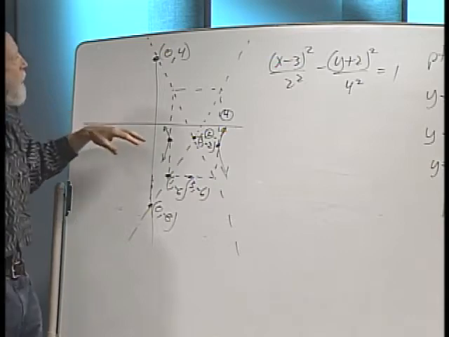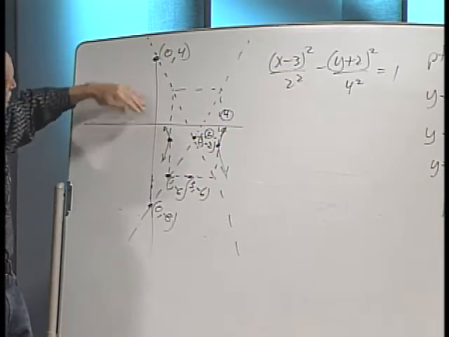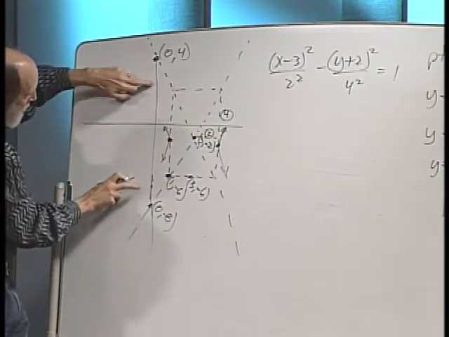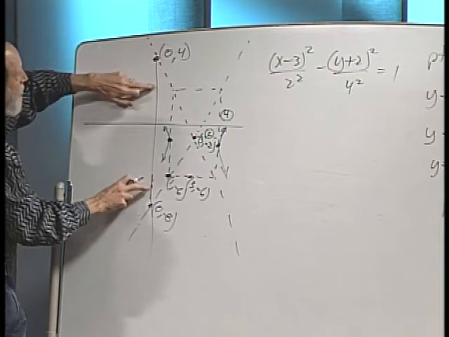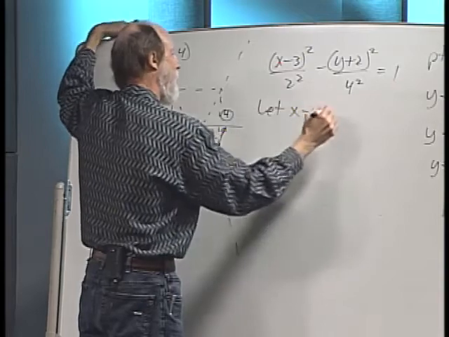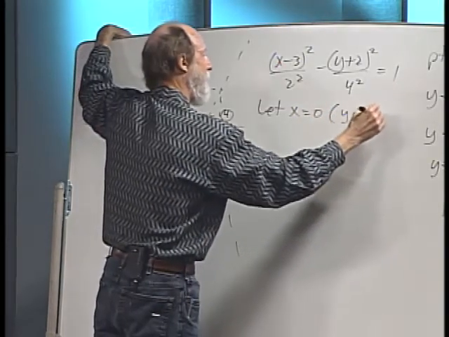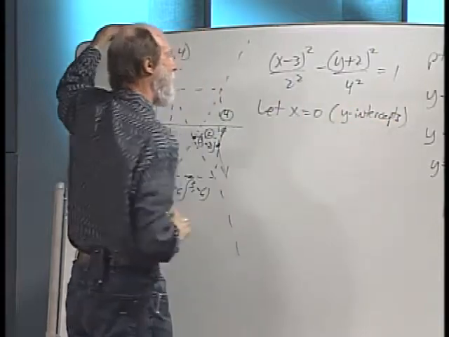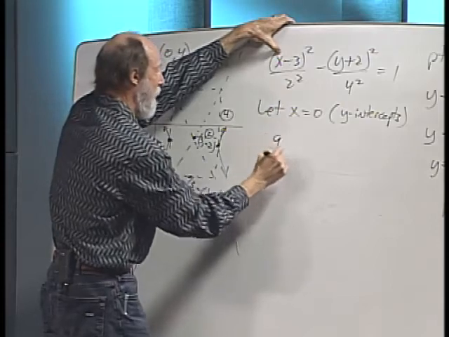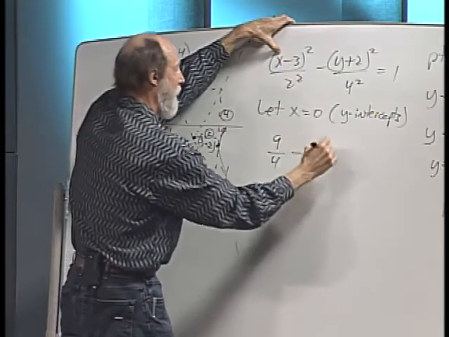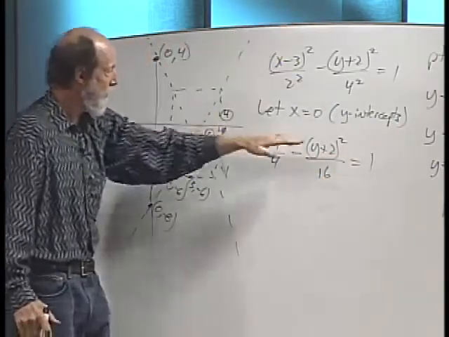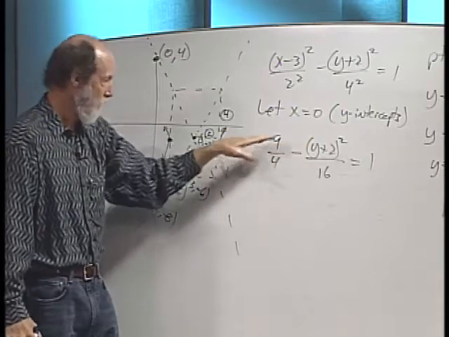Let's see. Why don't we let x equal 0 first? If we let x equal 0, we're going to be talking about the y-intercepts of this graph. So let x equal 0, and we're looking for y-intercepts. If we do that, letting x equal 0 here, we get 9/4 minus (y plus 2) squared over 16 equals 1. This is a simple quadratic equation that's fractional.